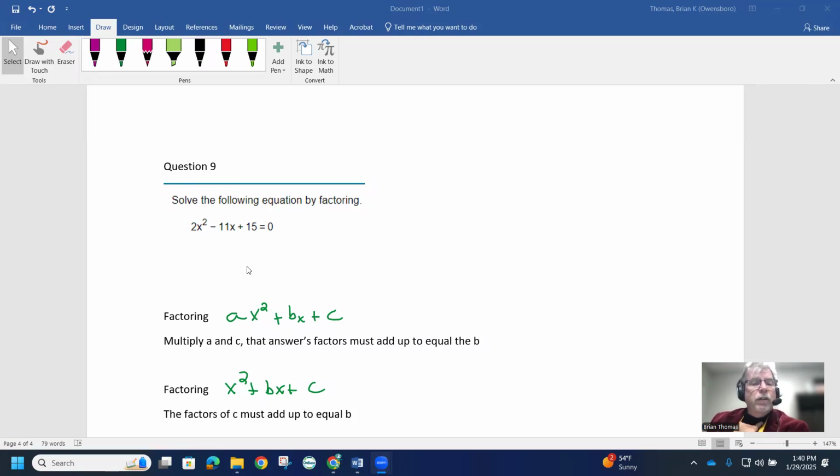Now the strategy here is, since there is a coefficient in front of the x squared, we multiply the a and the c together. So that's a times c. And then that answer's factors must add up to equal the b. So then we involve the b. A lot of times what I'll do is I'll use a T-chart for this.